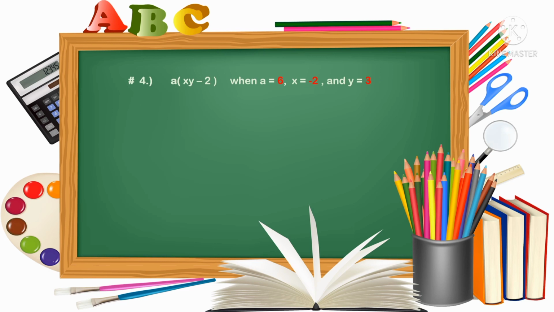So let's have another example. Here, 8 times the quantity of xy minus 2, when a is equal to 6, x is equal to negative 2 and y is equal to negative 3. What are we going to do? First, substitute the values of our variables. The value of our a here is 6, our x is negative 2, and the value of our y is 3. Copy the remaining because it is already given.